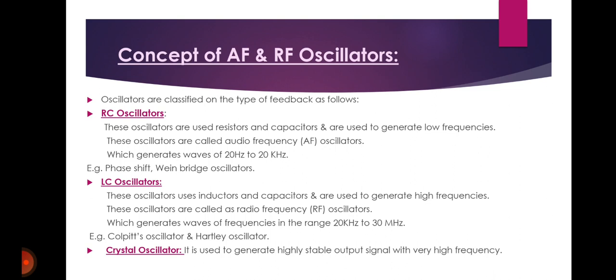Then another is the crystal oscillator. It is used to generate a highly stable output signal with very high frequency. So these are the oscillator types on the basis of feedback. That is, in the feedback network we use either an RC network or an LC network, or in the crystal oscillator we use a crystal. So these are the types of oscillators.